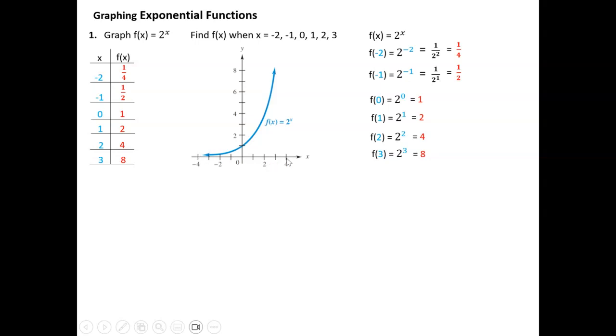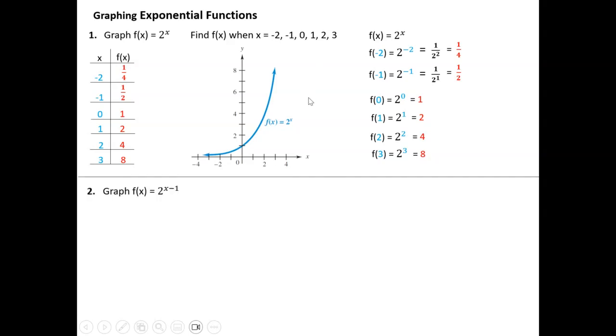And going to the right, if we pick 4, 2 to the fourth power will give us 16. 16 will be way up here, off the grid. So these are the most common points to use, and we can adjust depending on the base. In this case, base is 2, so we're okay with that.